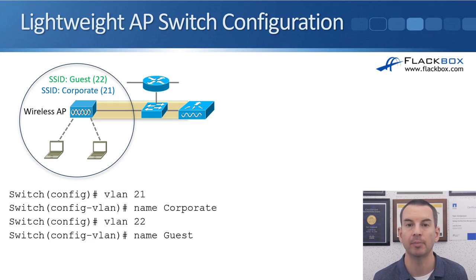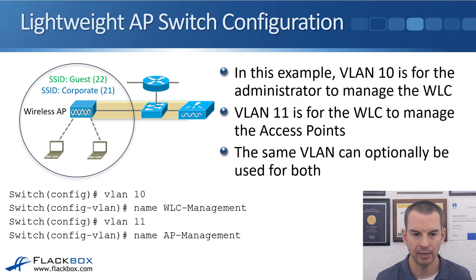So in our example, we've got the same two VLANs again, so we need to create the VLANs. On the switch here, at global config, we say VLAN 21, name corporate, and then VLAN 22, name guest. Then, because we are using a wireless LAN controller, we also need to configure a VLAN for management as well. So I've said VLAN 10, name WLC management, and VLAN 11, name AP management.